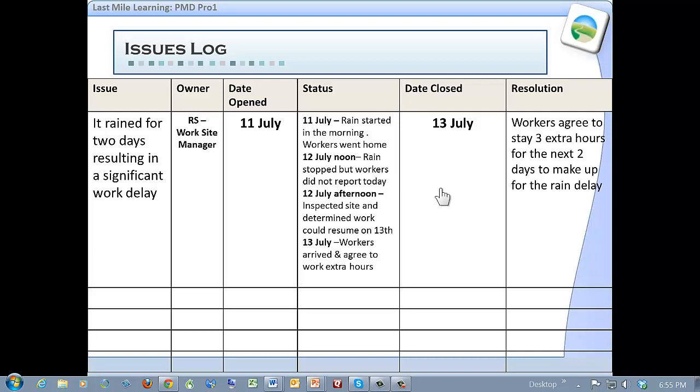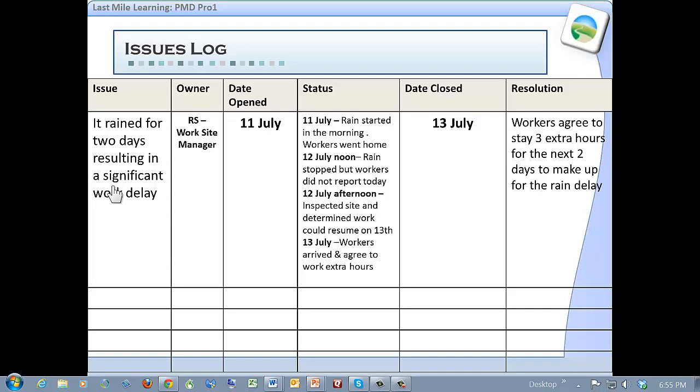And if you've got issues that don't leave the log, you've got problems, and that's what need to be managed with highest priority. And then a running status, what's happening to the issue in terms of its resolution, and then what was the resolution that allowed it to exit the log.